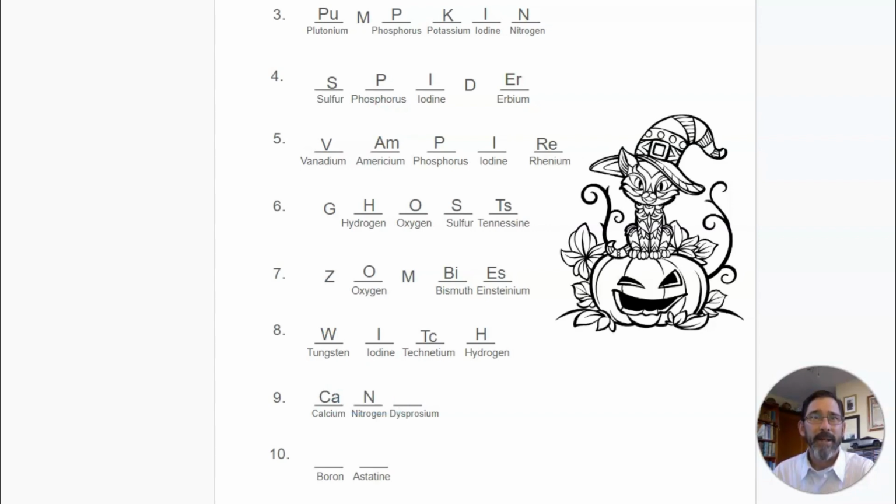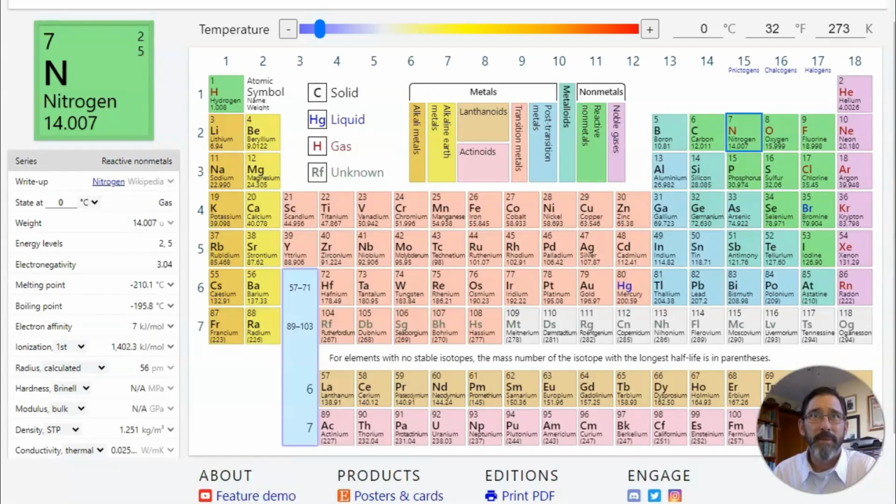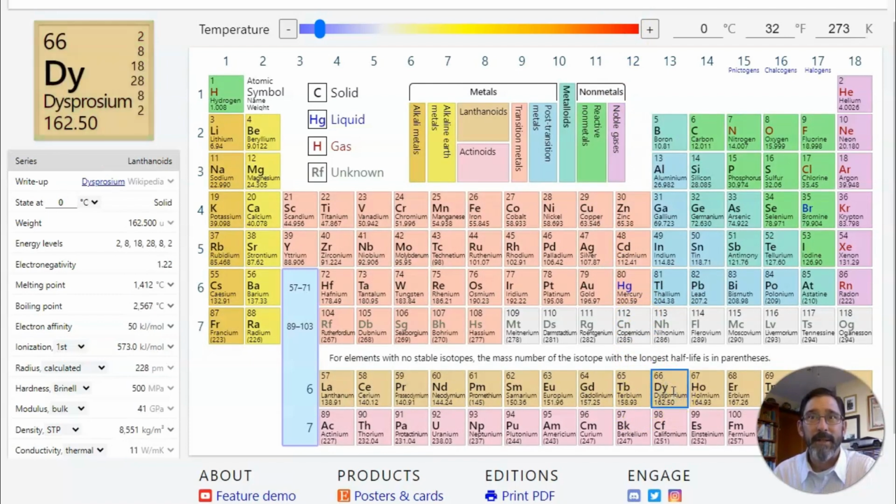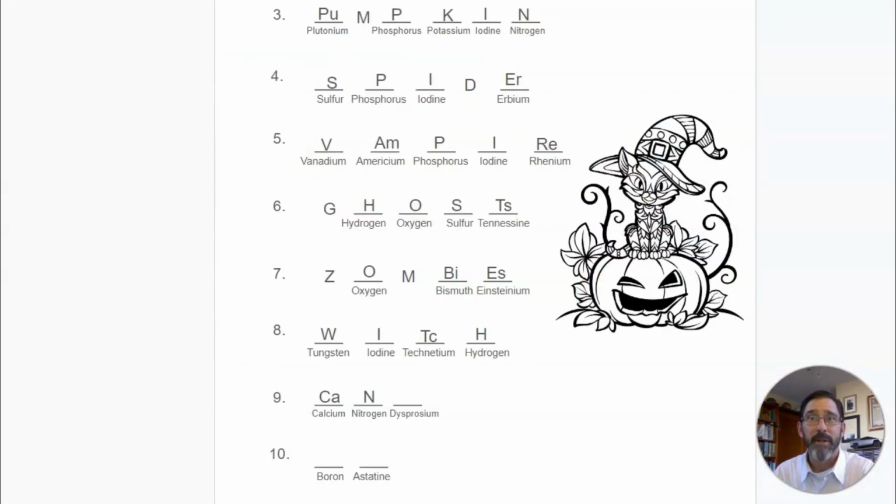And the last element name for this word on number 9, dysprosium. Dysprosium can be found in the lanthanides. Number 66. Its atomic symbol, capital D, lowercase y, for dysprosium. Place a capital D with a lowercase y above dysprosium, and you've created the word for number 9, candy.